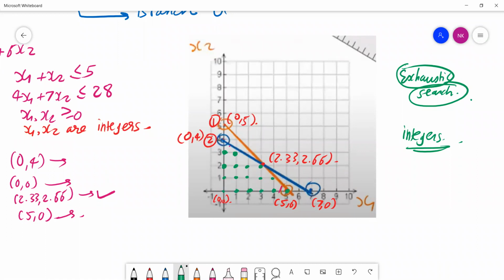So the points which I have highlighted in green are all the integer points that are lying in this feasible region. So it's obvious that our answer will be one of the points which is marked in green. I am repeating, our answer will be one of the points which is marked with green because our x1 and x2 are integers.